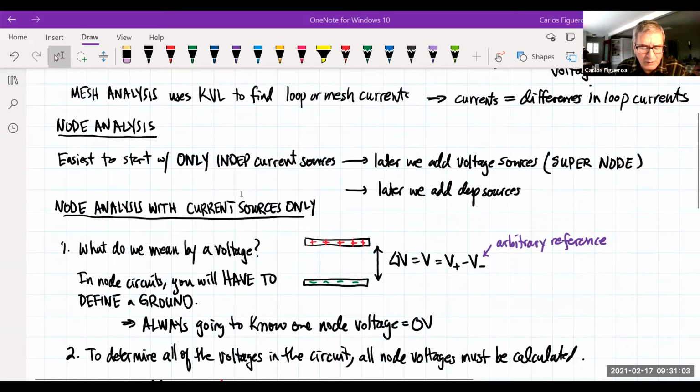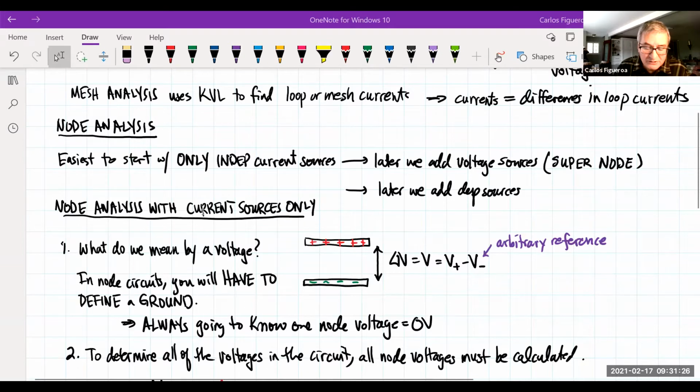This is what we know about node analysis here. We're going to start off with independent current sources. Why? It's just easier. Then we're going to jump into voltage sources by adding them, and you're going to see that it changes things and creates these things called supernodes. Later on, we're going to add dependent sources, which kicks it up a notch. There's no doubt about it. Okay, so here we go.